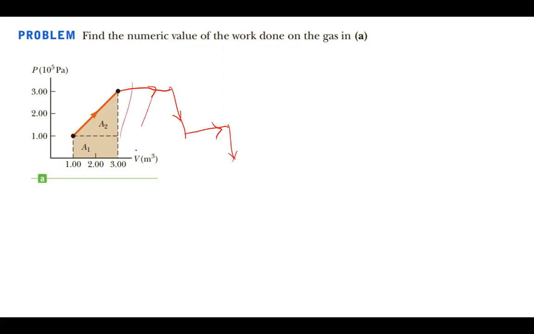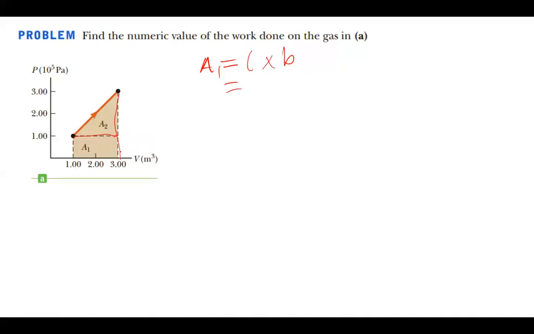So you have to find the area under the whole curve to find the work done during the whole process. For this question, we just divide this into this part, which is part A, and then another part. So we have A1 and A2 there. To find the area for A1, A1 is a rectangle, and the area of a rectangle is length times the breadth.